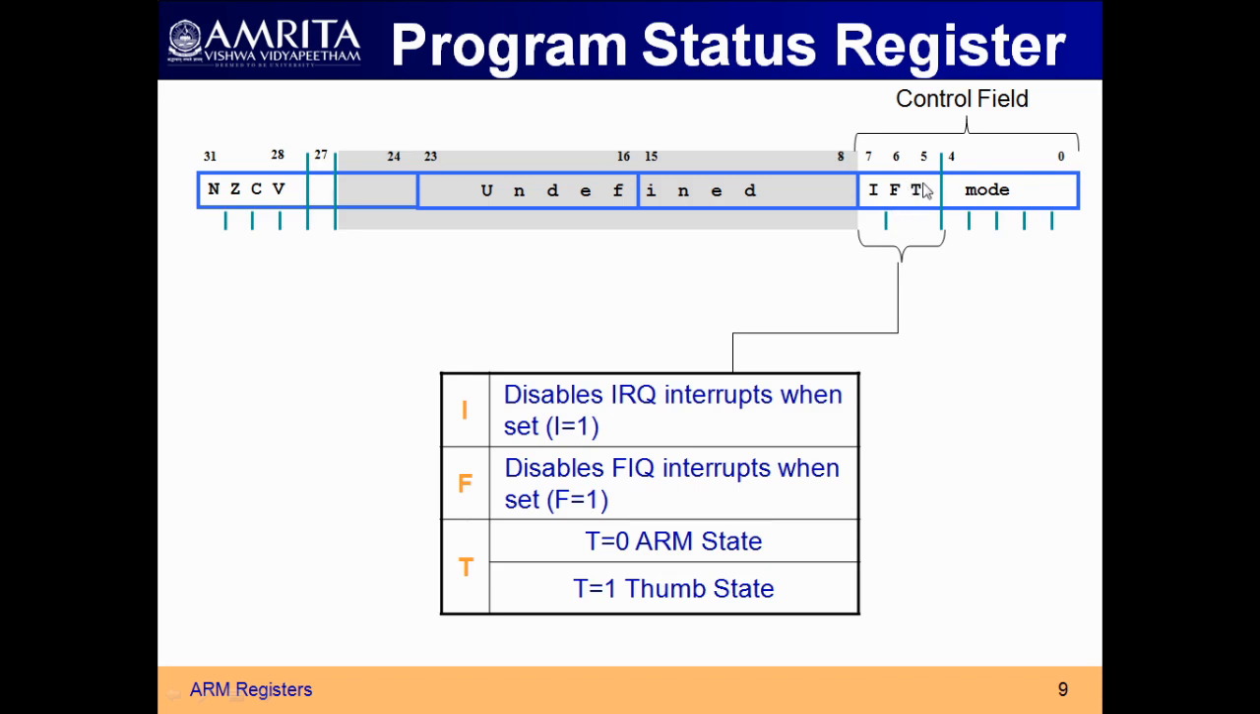Then what is the use of the T bit? The T bit is used for specifying the state of ARM. What do you mean by ARM state and thumb state? We will deal with that in the next lecture. So if the processor is in ARM state, the T bit will be 0. If the processor is in thumb state, the T bit will be 1. No need to worry now. So to specify ARM state, T will be 0, and to show that the processor is in thumb state, T will be 1.